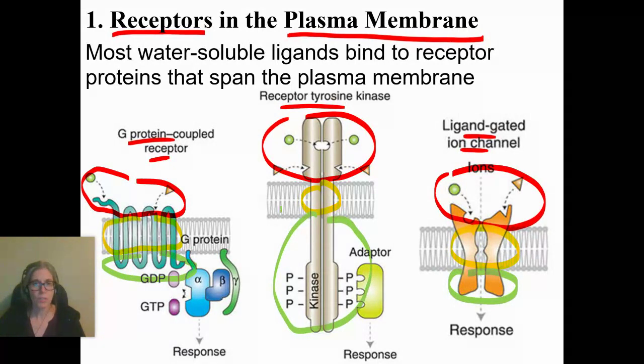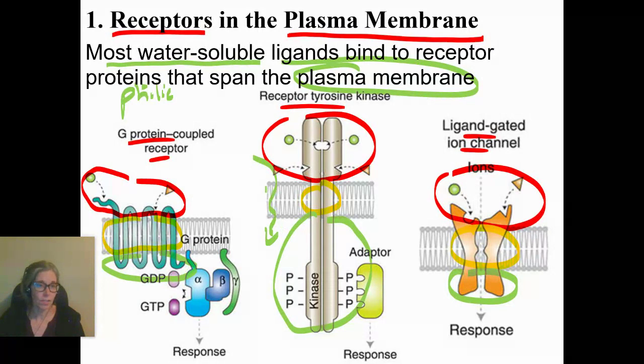And so we're going to see some similarities just based on that. So we're going to look at the similarities and then we're going to look at the differences. One thing to notice first is that water-soluble or hydrophilic ligands are going to bind to receptor proteins that are in the plasma membrane. If it's a hydrophobic or not water-soluble ligand, that could go right through the lipid bilayer, right?